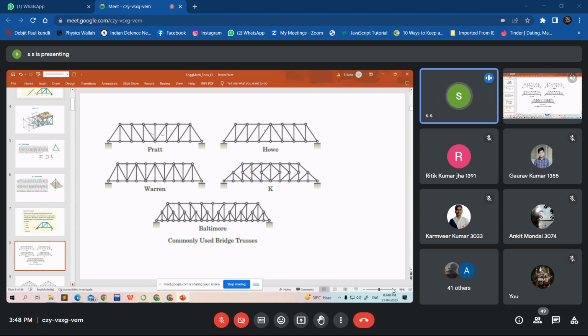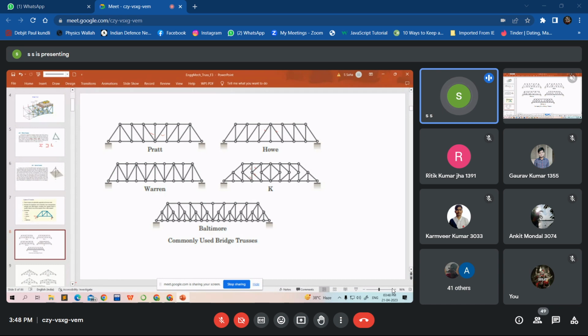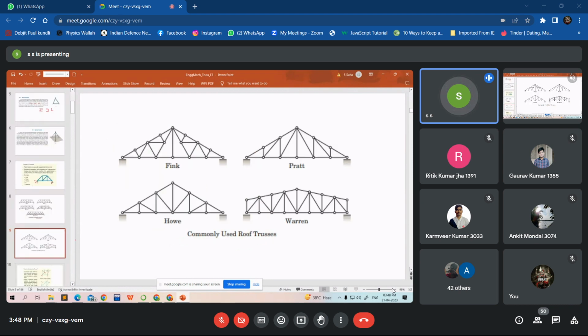So there are various types of truss. These are basically bridge trusses. For a bridge, the configuration of the truss is mostly like this. If you travel by railway or watch a bridge from outside, you will normally see this type of structure. And these are the roof trusses.